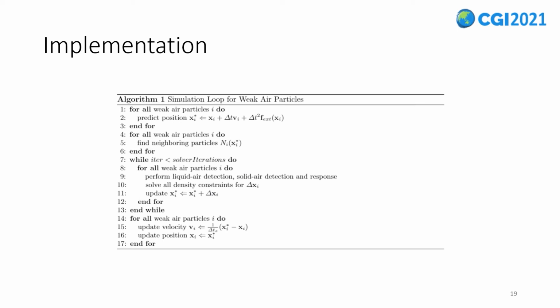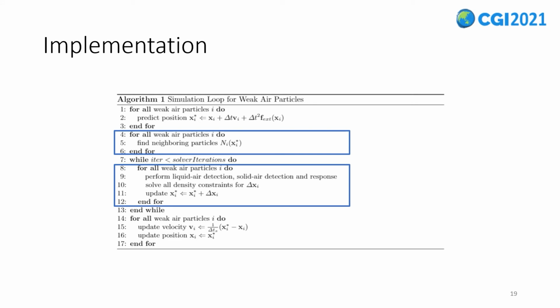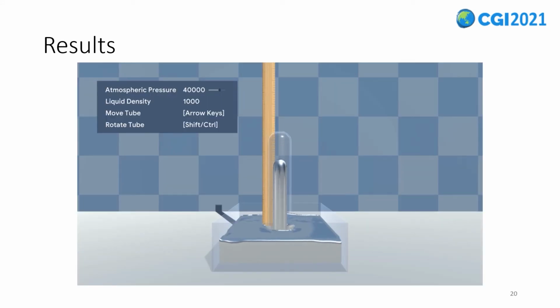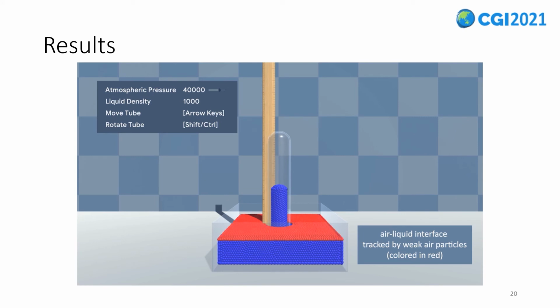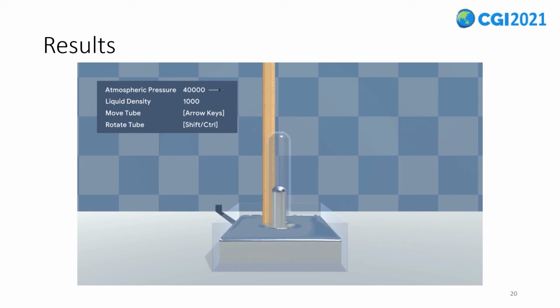As for the implementation, the simulation loop of weak air particles is outlined in this table, including the neighbor searching and the air-liquid coupling. We recreate the scene of Torricelli's experiment, where users can interact with the equipment. The mercury-filled tube is held upside down in the basin, covered by a slide at the bottom. After removing the slide, the mercury column inside will fall and stabilize at a specific height, depending on the corresponding atmospheric pressure and the liquid density.